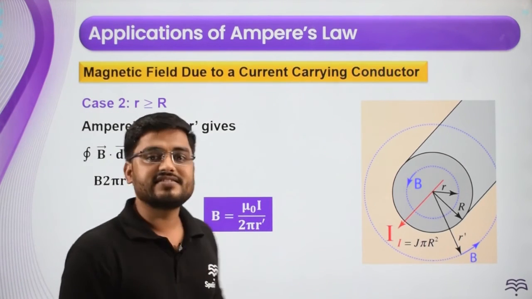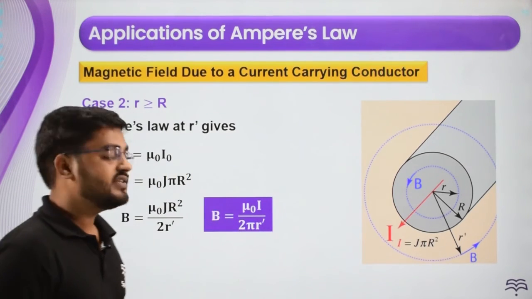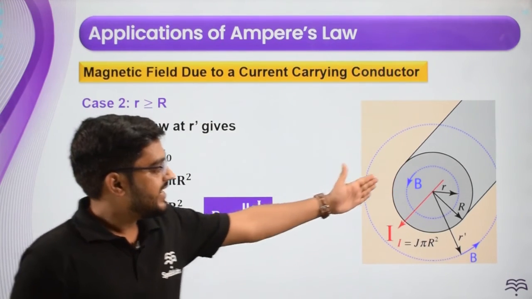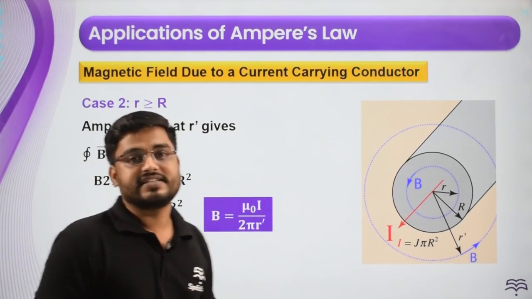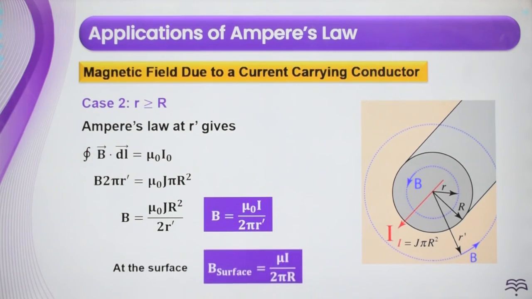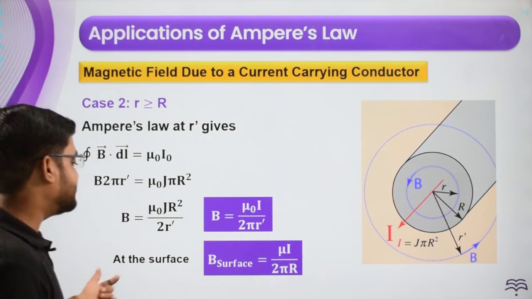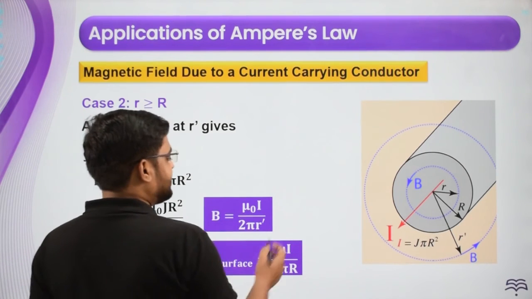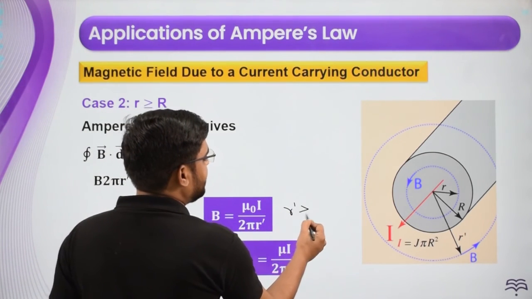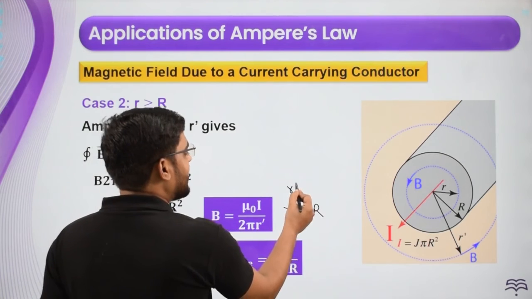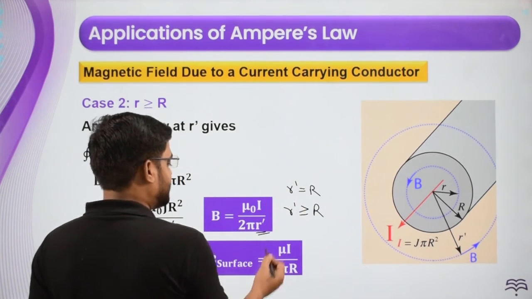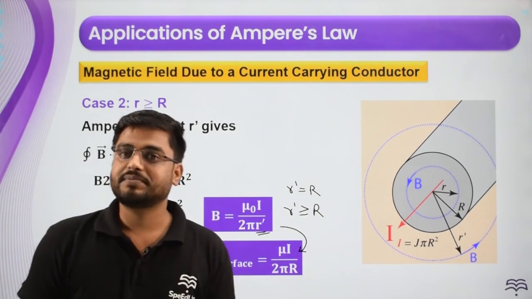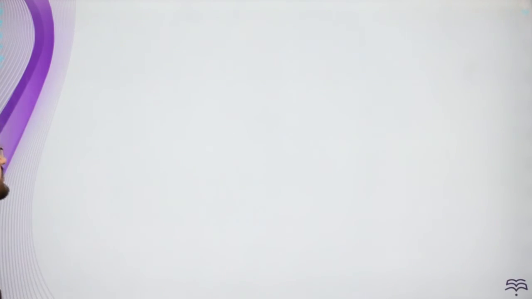Now this is the same as the field due to a wire. So this is a thicker conductor which will behave as a wire for a point which is lying at a distance bigger than its radius itself. If we are talking about the surface, then what needs to be done? This expression is valid for r dash greater than or equal to R. Just insert r dash equal to R. So once you put R over here, you get this expression. So at the surface, the magnetic field is given by this formula.